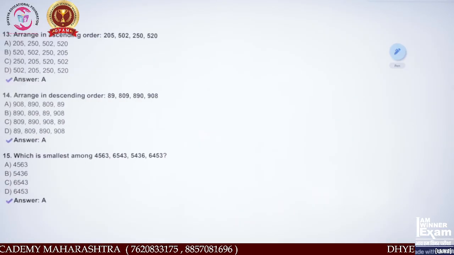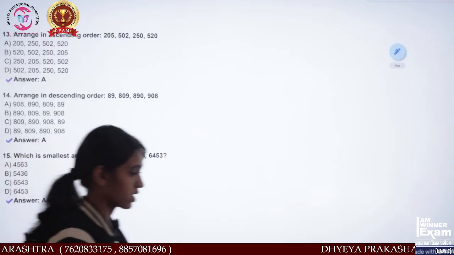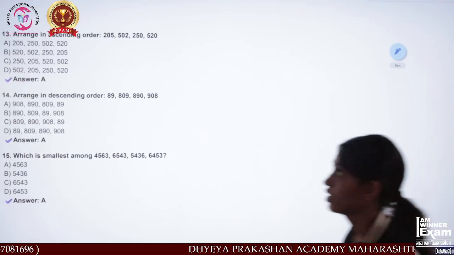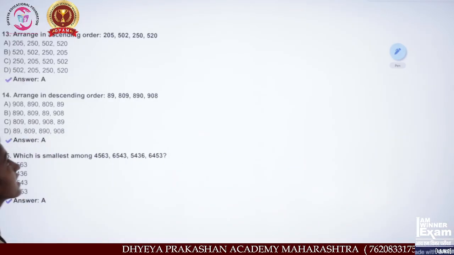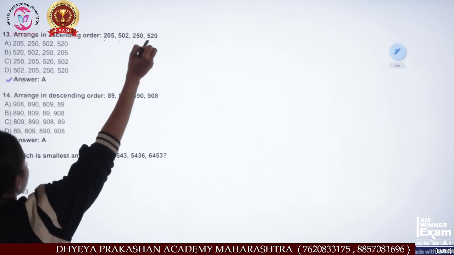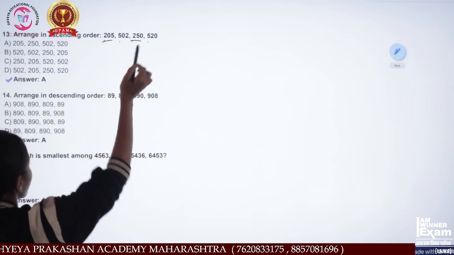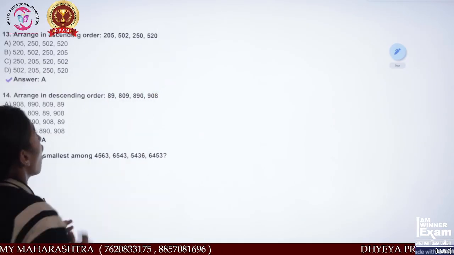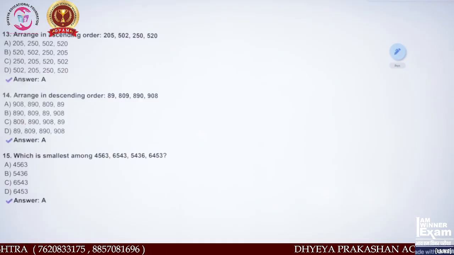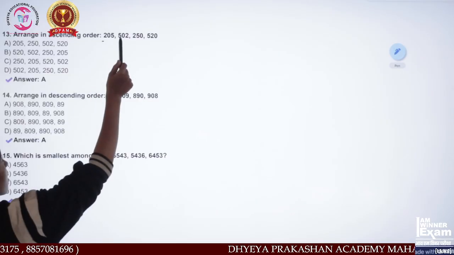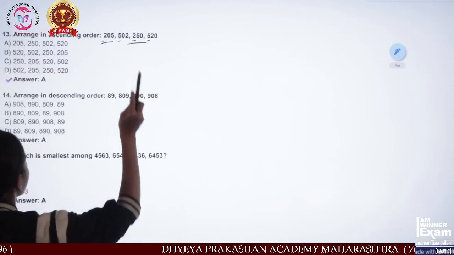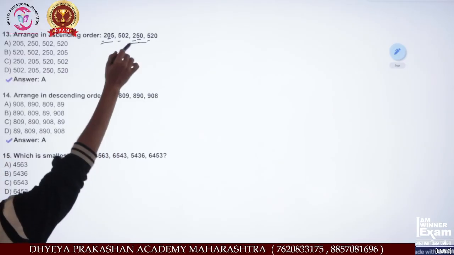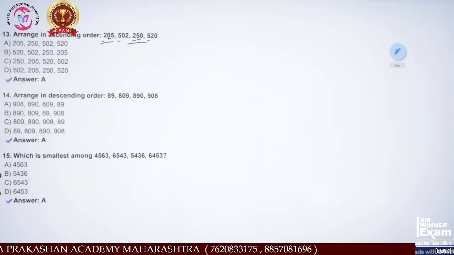Arrange in ascending order these 4 numbers. First of all, ascending order is smallest to biggest. First, which is the smallest number? All digits of the 4 numbers are not the same, but these two have the same first digit because we first consider the first digit of all numbers. Then which numbers come first? These two. After that, let's talk about the second digit of these two, 0 and 5. Which is the smallest, 0 or 5? 0 is smallest.